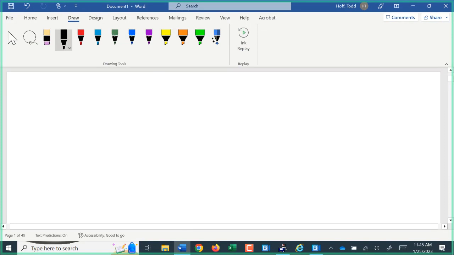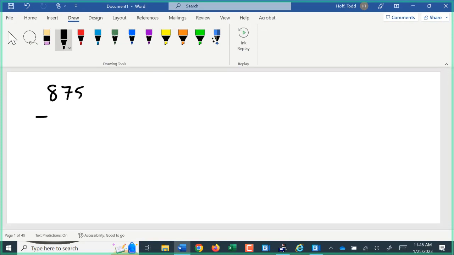Subtraction. We might have 875 minus 263. Now, I could write this out in that full form, but I think you get the point that we can only combine digits that have the same place value. So we line up those columns. And again, once they're lined up, we go ahead and subtract. 8 minus 2 is 6. 7 minus 6 is 1. 5 minus 3 is 2.